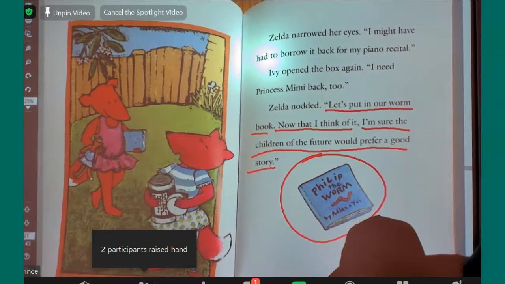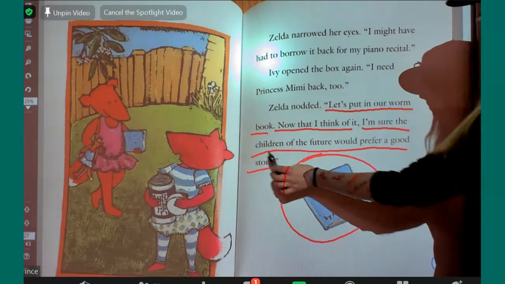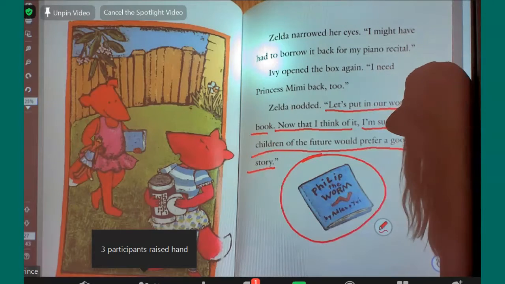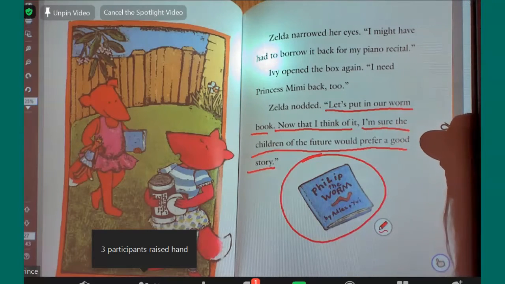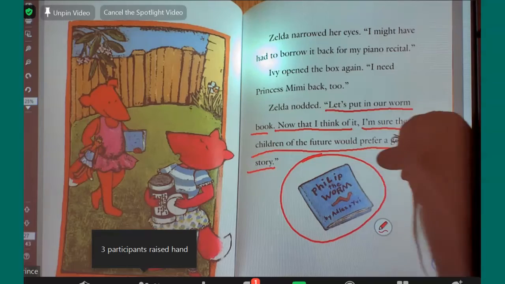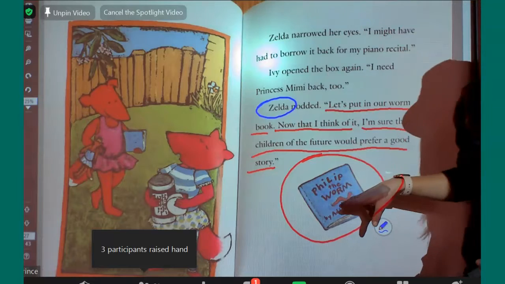I'm going to call on a student I haven't heard from yet. Bracket, can you tell me who said this quotation right here? Who said all of this? Zelda. Zelda? Yep. So right here it says Zelda nodded. So she's saying, let's put the book in instead.